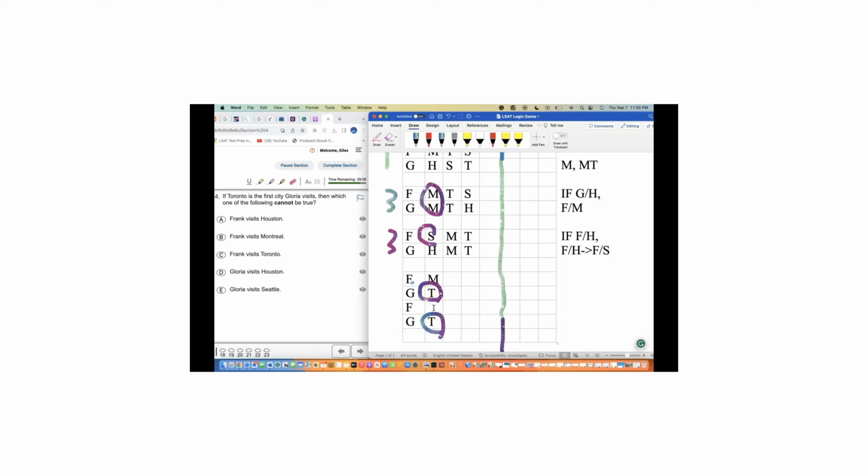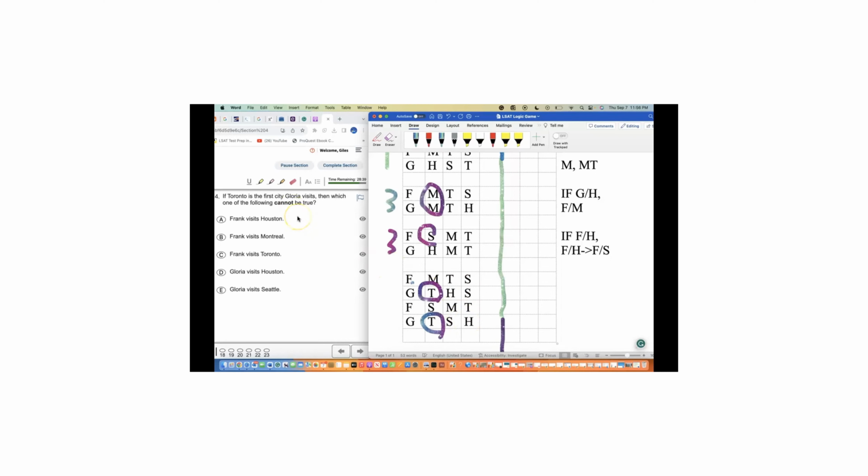We're gonna go ahead and put it. Let's put a Seattle here, and then an M here and a T here, and then we're gonna put a Seattle here, and then we're gonna put a Houston here with a Seattle and a Seattle with a Houston. And let's see what we got.